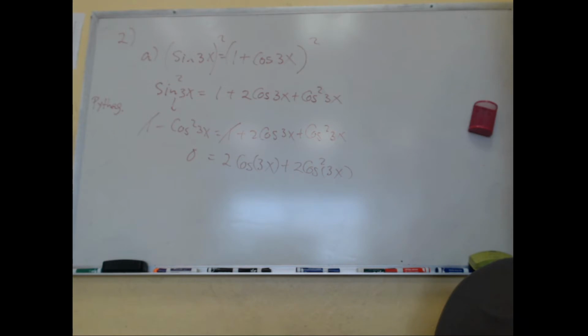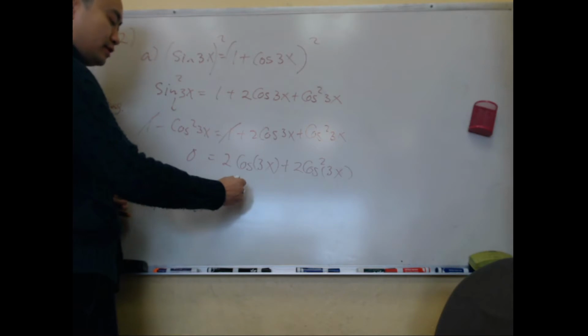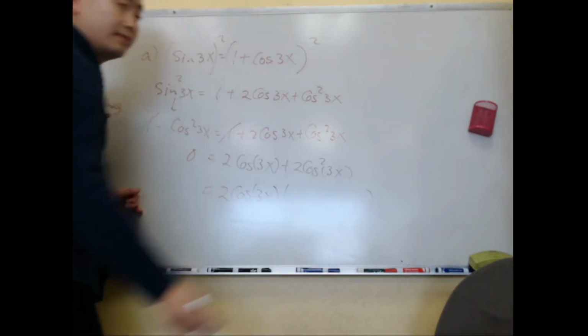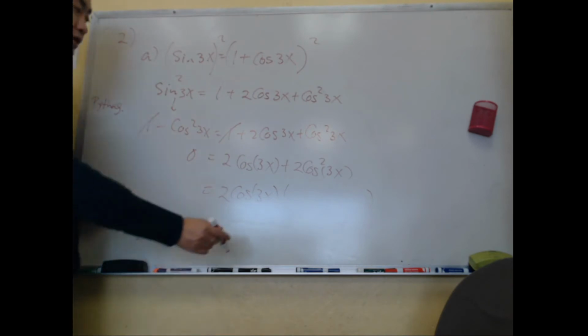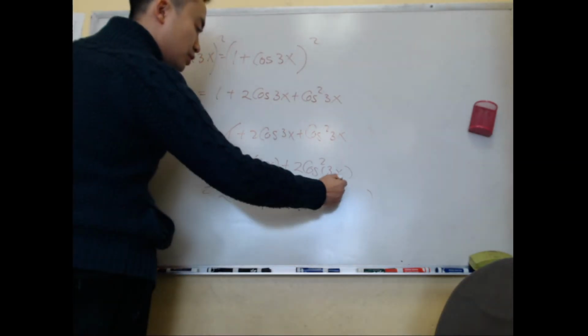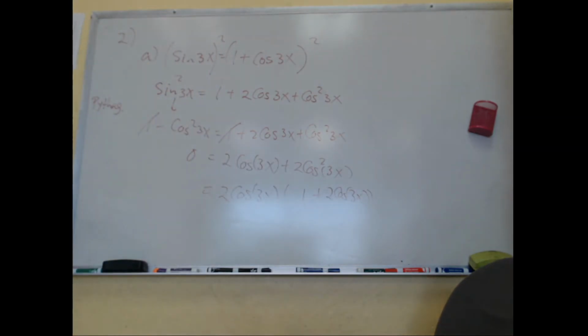Do you all agree so far? Yeah. So then you end up with a greatest common factor. What's the greatest common factor? 2 cosine of 3x. So 0 equals 2 cosine of 3x times (1 plus cosine of 3x). You all agree?